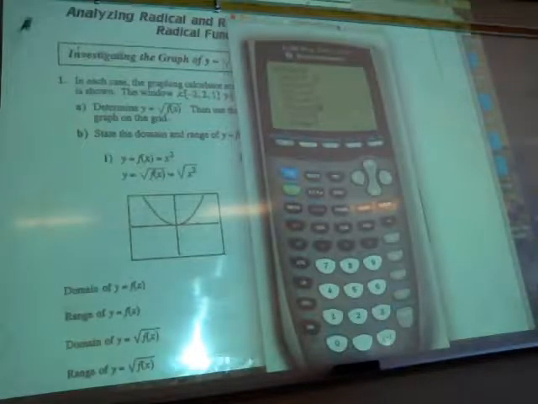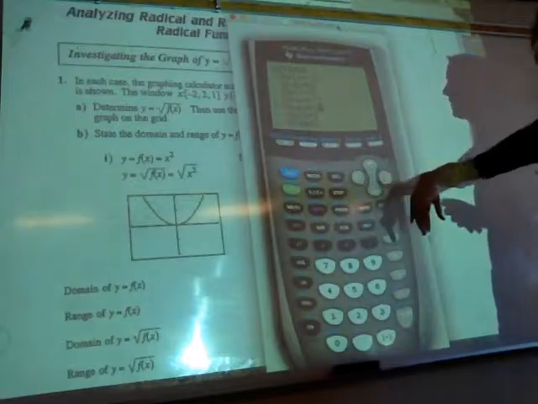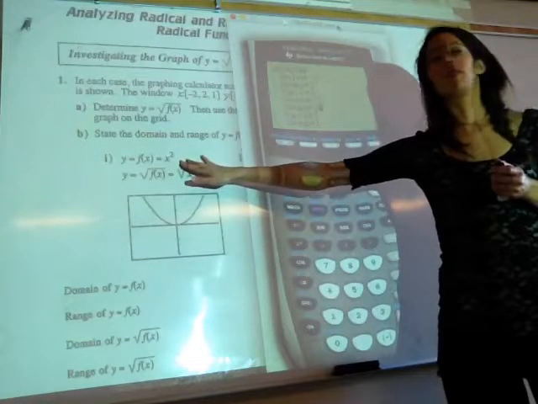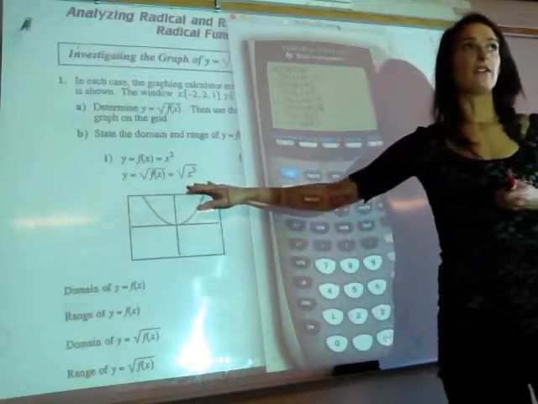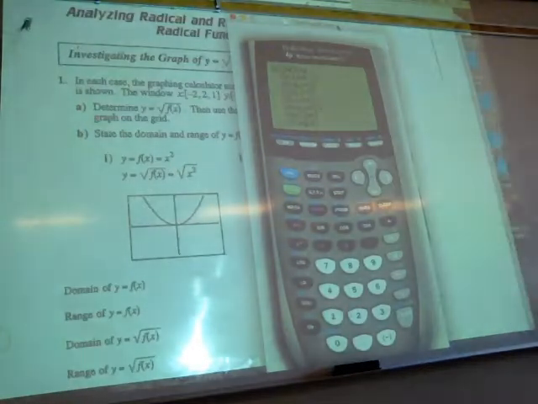Okay, so we have our window settings in, yeah? We're going to be comparing the initial graph y equals f of x to the radical function of that graph. Okay, so the first graph you're going to put in your y equals is x squared.